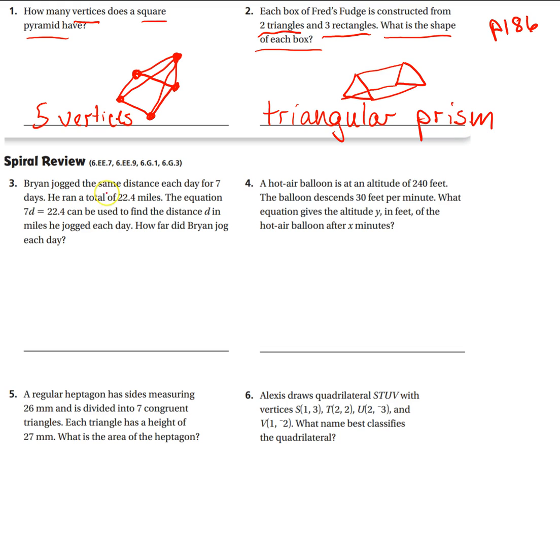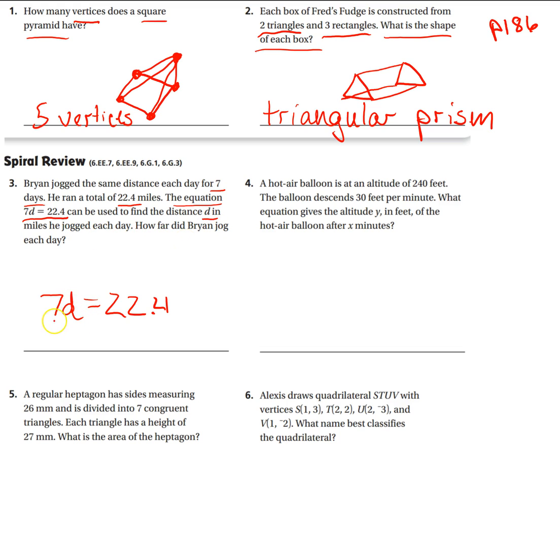Okay, number 3, Brian jogged the same distance each day for 7 days. He ran a total of 22.4 miles. The equation is given to us. Great. 7d equals 22.4. Can be used to find the distance d in miles. How far did Brian jog?